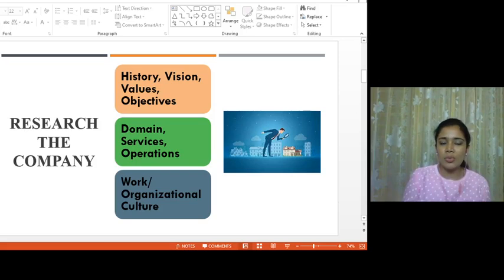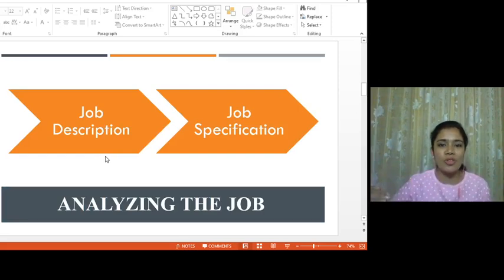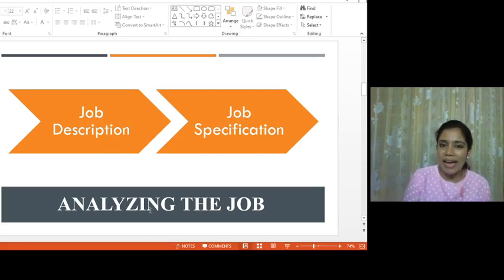And once you have researched the company, the second thing you have to do is move on from the company to the job, isn't it? You should know about the job for which you have applied. What is the profile of the job? Analyzing a job essentially includes two aspects: one is job description and the other is job specification.